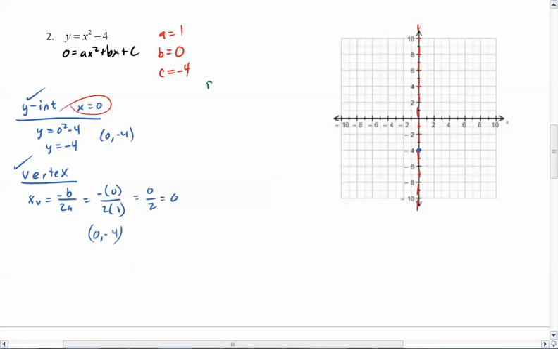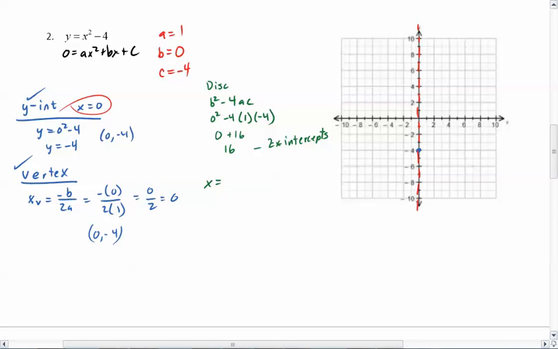Now to do the x-intercepts, the first thing we're going to do is the discriminant. The discriminant is b squared minus 4ac, which is 0 squared minus 4 times 1 times negative 4. Negative 4 times 1 is negative 4, and then negative 4 times another negative 4 would be plus 16, so the discriminant is 16. Since this is positive, there are two x-intercepts. All right, so let's go ahead and find them.